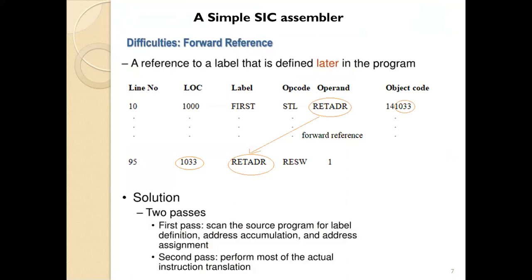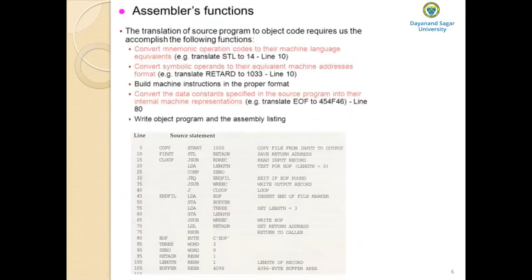So let us start with the construction of a simple SIC assembler. Before we start constructing the simple SIC assembler, there are some difficulties with respect to the assembler functions we have just discussed. What are those difficulties? One such difficulty is the forward reference. What is that difficulty? As you know, these are all the assembler functions.